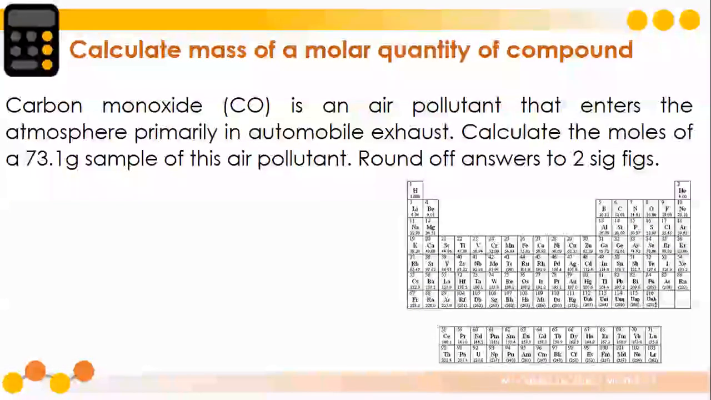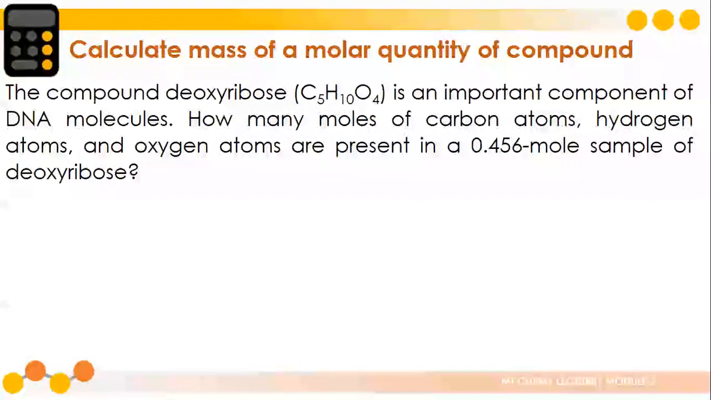Let's proceed with our next example. The compound deoxyribose, or C5H10O4, is an important component of DNA molecules. How many moles of carbon atoms, hydrogen atoms, and oxygen atoms are present in a 0.456 mole sample of deoxyribose? For this one, since we are looking only for the individual moles of carbon, hydrogen, and oxygen, all we need to do is multiply it by their subscript.